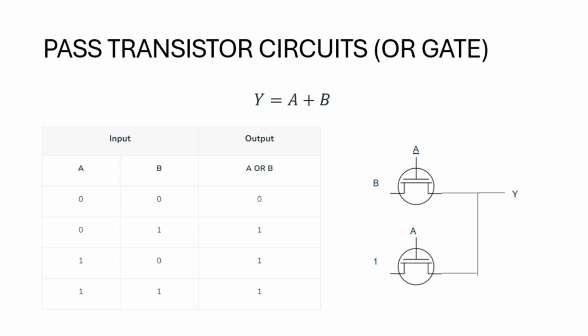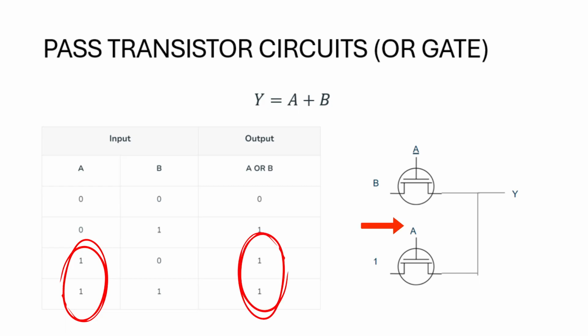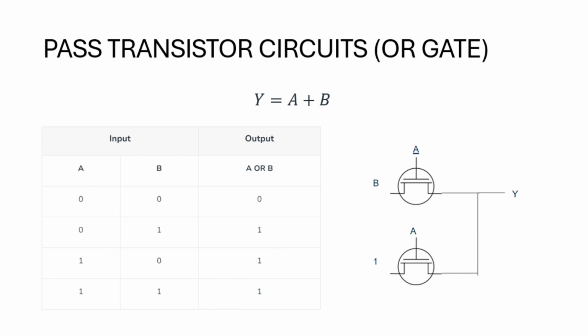And when A is equal to 1, this logic is represented here. The output is 1 no matter what. So this can be represented by the VDD signal, which is represented here. Combining these two, we form an OR gate.